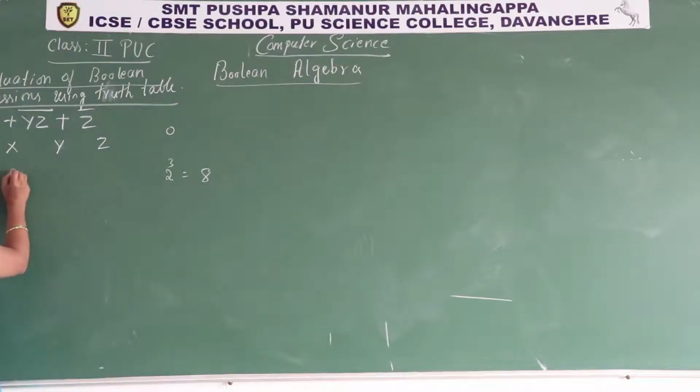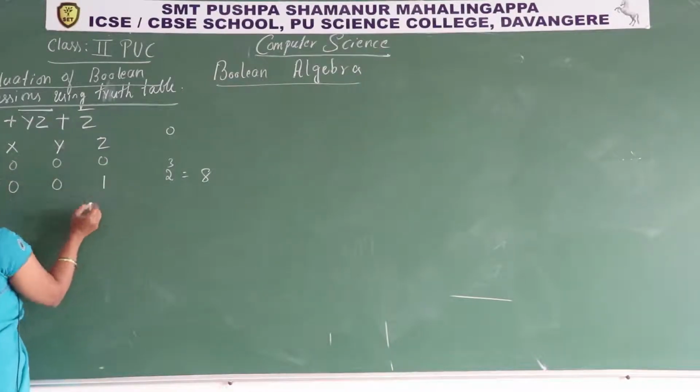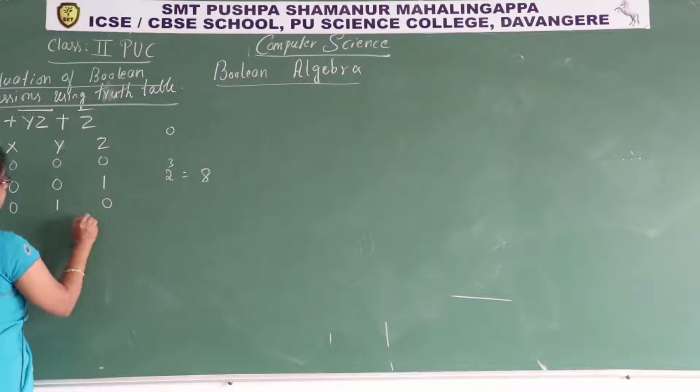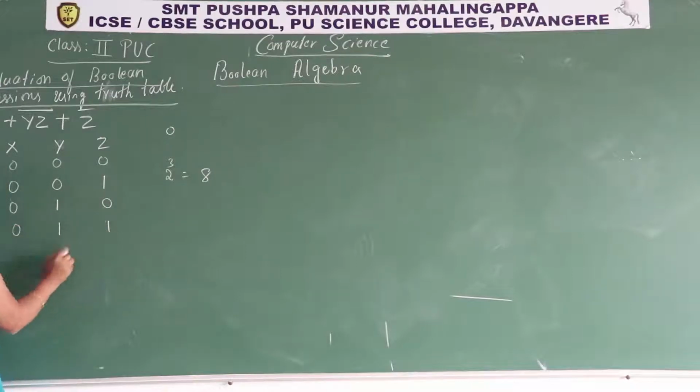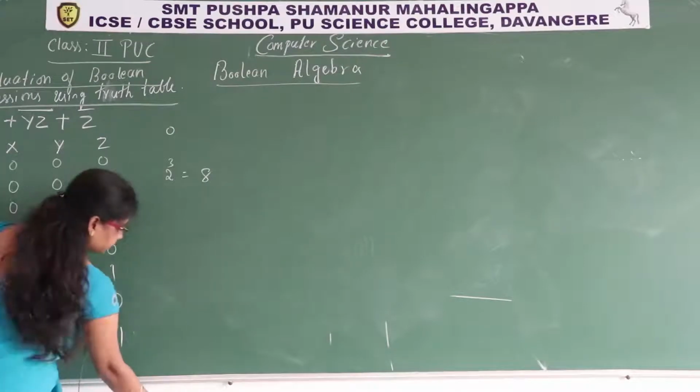How to write 0 in 3 bits? 0, 0, 0. 1: 0, 0, 1. 2: 0, 1, 0. 3: 0, 1, 1. 4: 1, 0, 0. 5: 1, 0, 1, and 6: 1, 1, 0. 7: 1, 1, 1. So it is very easy to remember also.